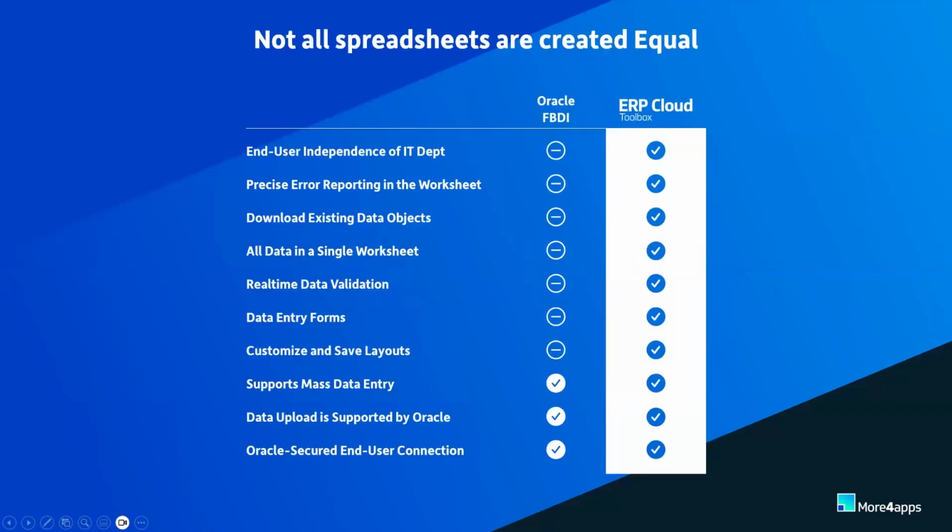So when you see it that way, it's really easy to understand what we're saying when we say not all spreadsheets are created equal. If we put FBDI and MorphWraps up against each other, it's pretty clear that the ERP cloud toolbox for MorphWraps is the superior tool, not only for simplicity of use, but also with those added features like the download and that upfront validation that we saw.